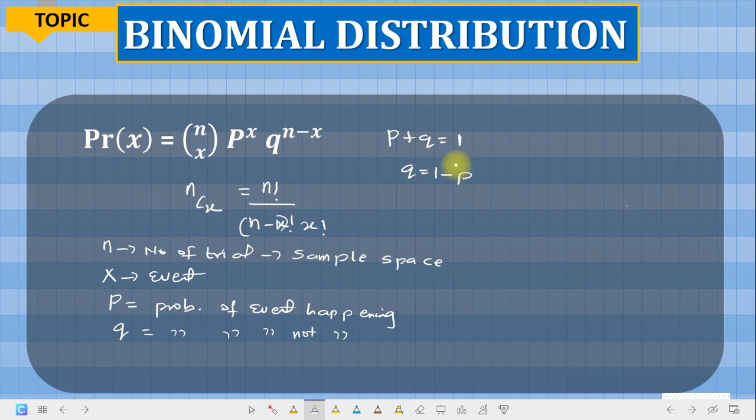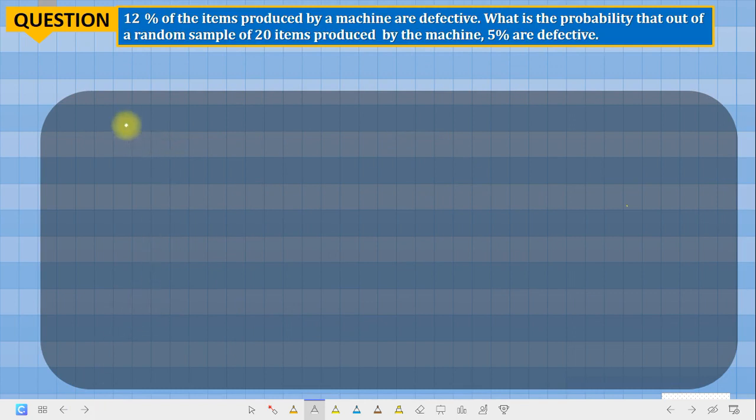Now, when we take questions, you will appreciate this better. Let's take the first question here. The first question says 12% of items produced by a machine are defective. What is the probability that out of a random sample of 20 items produced by a machine, 5% are defective? Now, I told you that our N is our sample space. So, how many samples were given to us? 20 items, which is 20.